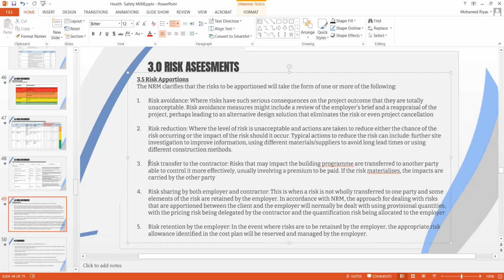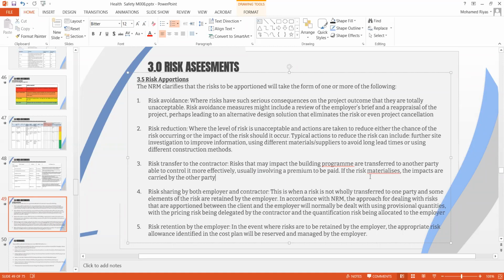And third one, risk transfer to the contractor, similar to the contractual arrangement when you draft the contract. You will foresee all the risk and probably you could transfer some of the risk to the contractor. So this is one of the ways you do the risk transferring. And in the other way, you share the risk with the contractor, so both the parties carry the risk.